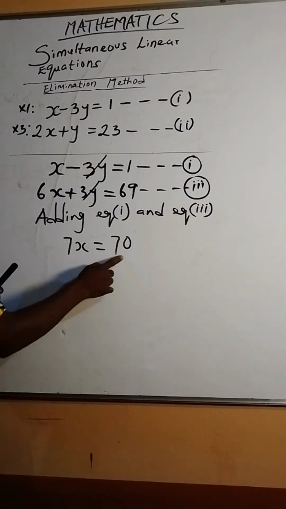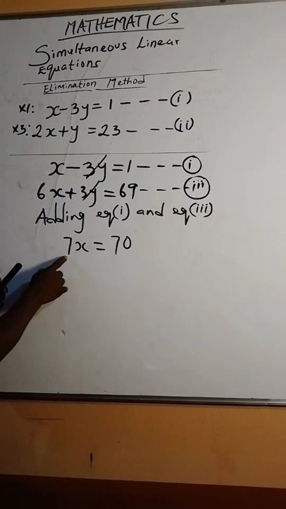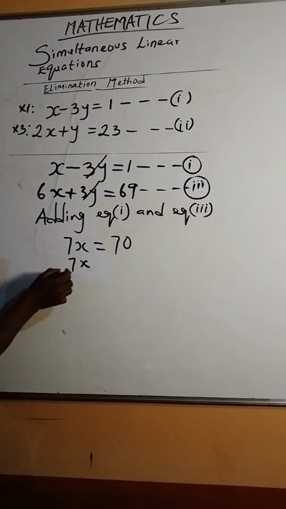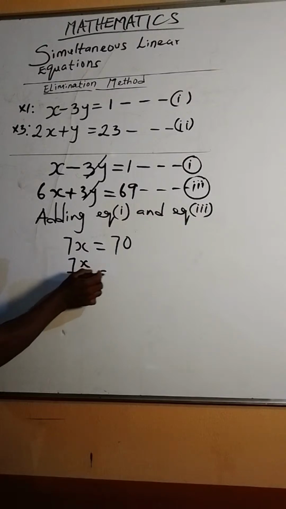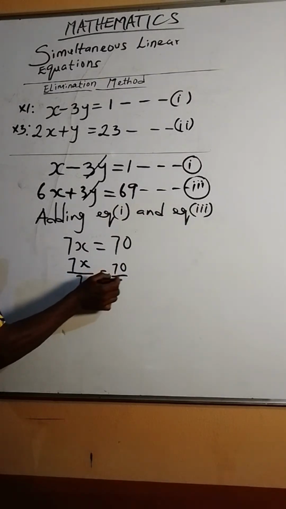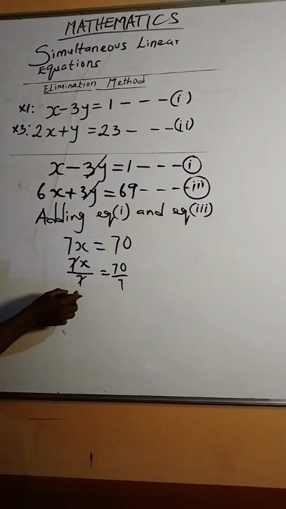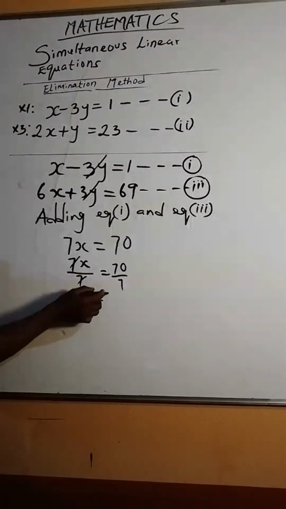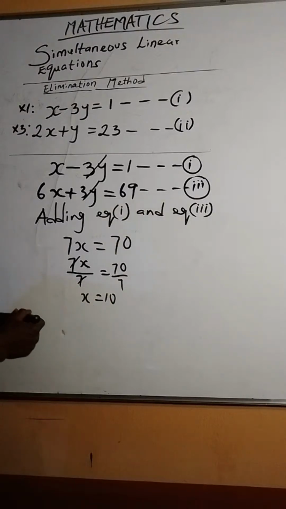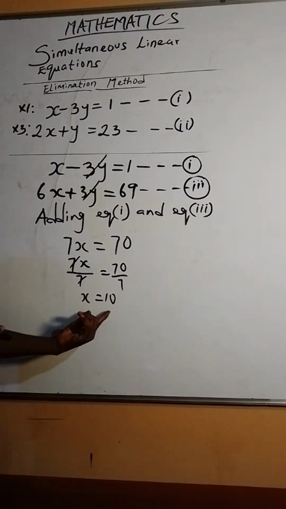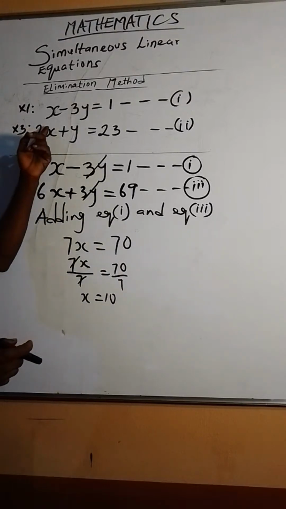Then we can divide both sides by 7. When we divide both sides by 7, we are going to have 7x over 7 equals 70 over 7, right? So when these two cancel each other, we will be left with x equals 10. Okay, this is the answer for x. This is the value of x in this expression, right?